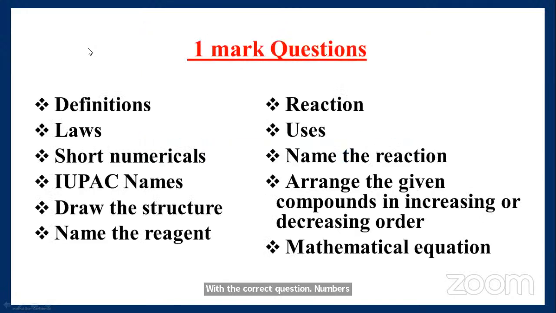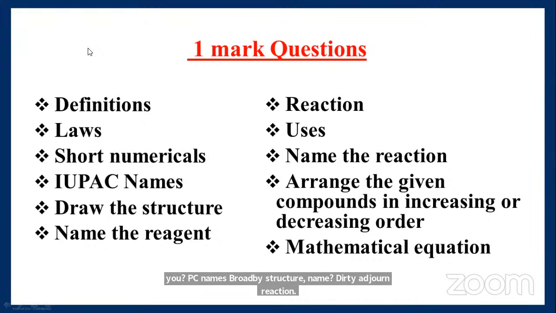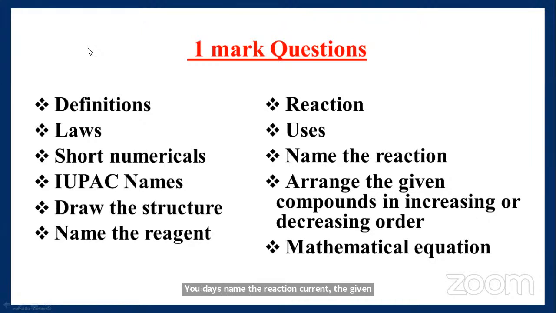Types of questions. For 1 mark questions: definitions, laws, short numericals, IUPAC names, draw the structure, name the reagent, reaction, uses, name the reaction, arrange the given compounds in increasing or decreasing order depending upon MP or BP, mathematical equation. These questions will be asked for 1 mark. For a definition, whatever definition is given in our textbook, only consider that. For laws, again the same. For short numericals, there will be no conversion, direct answer.